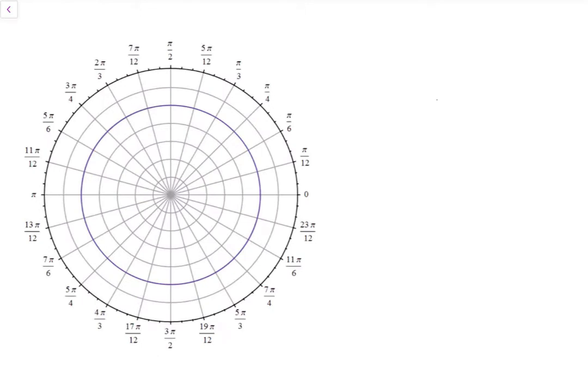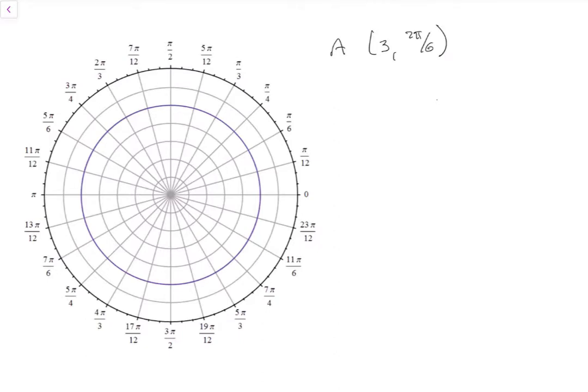So let's use what we just discussed and plot a couple points here, get a little bit of practice plotting points in the polar plane with our polar graphing paper that we have. So let's suppose that I want to graph, and let's call it point A. Suppose I want to graph the point (3, 7π/6).